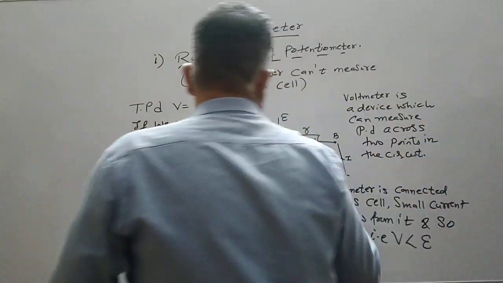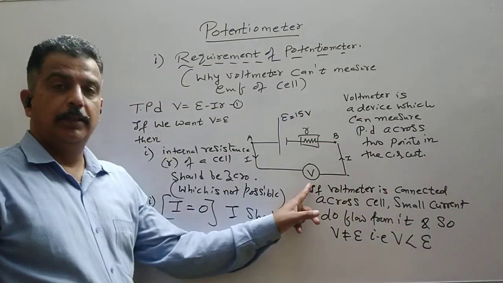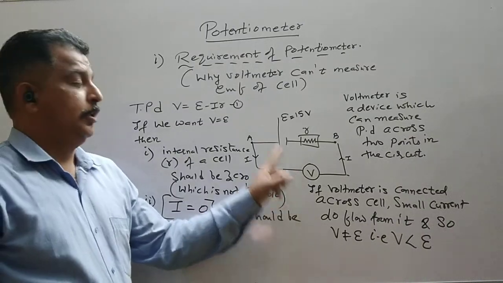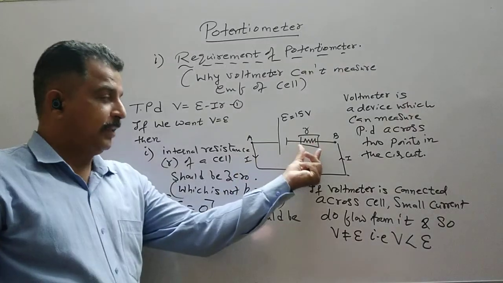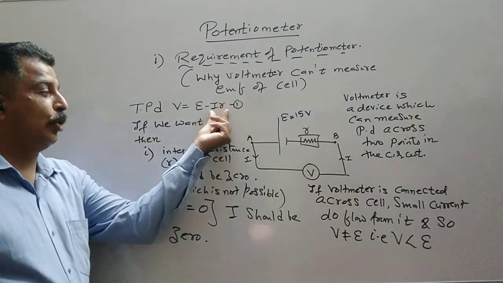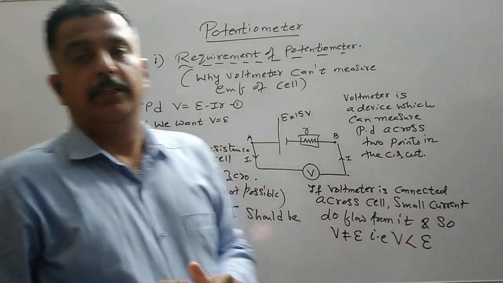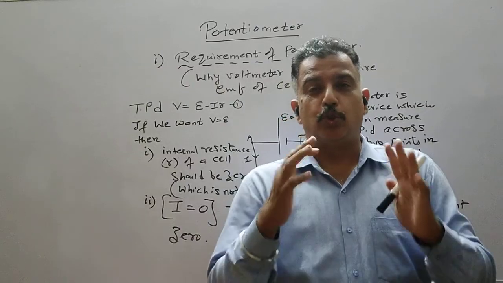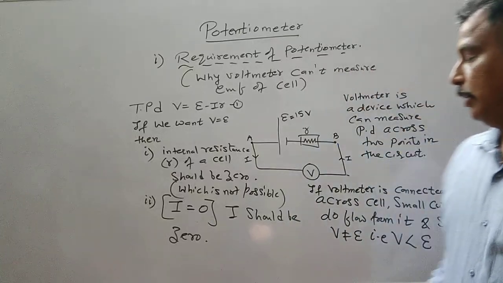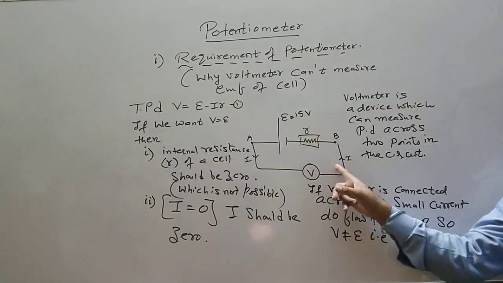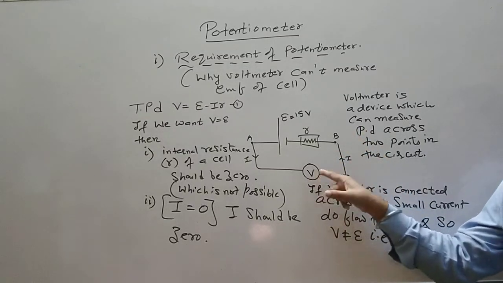So if this value is suppose 15 volt, the value shown by the voltmeter would be less than the 15 volt. Because we have an internal resistance, there will be a potential drop, so it will be 15 minus something. So the voltmeter will never be able to show you the EMF, or it cannot measure the EMF of a cell, and a small amount of current does flow from it, because its resistance is very high.